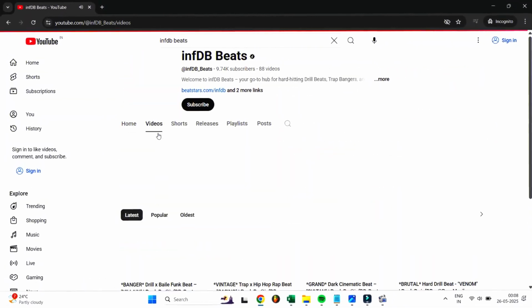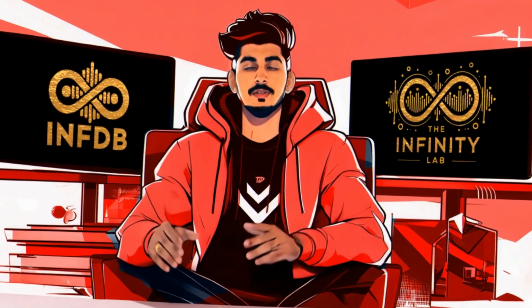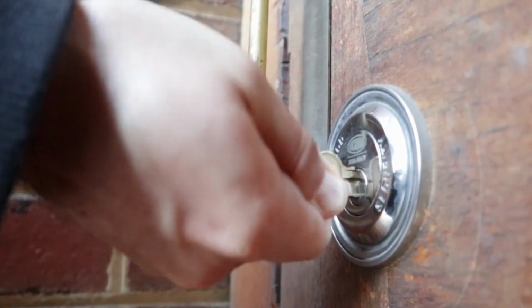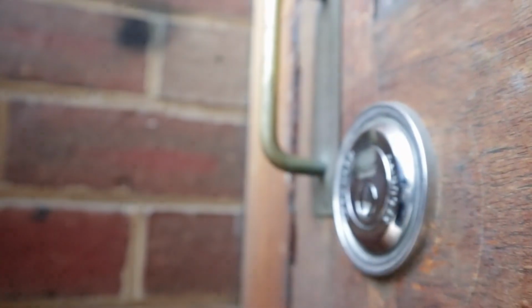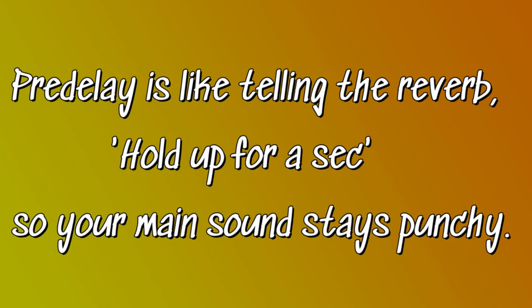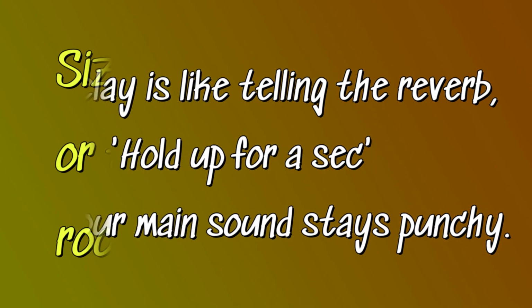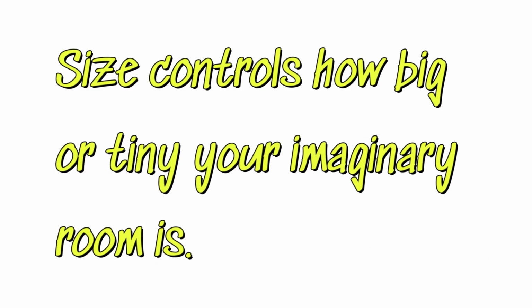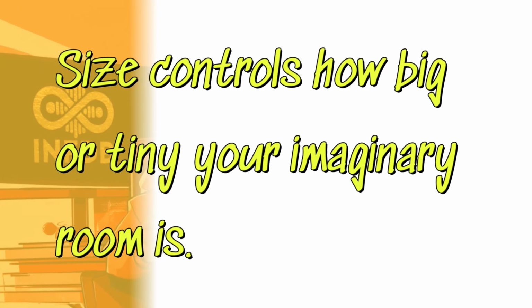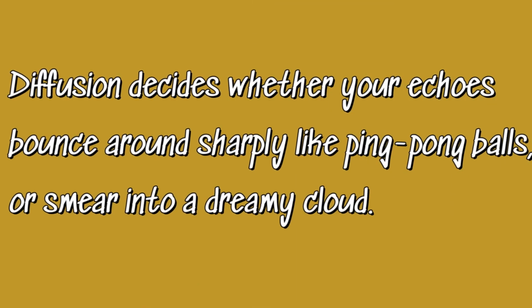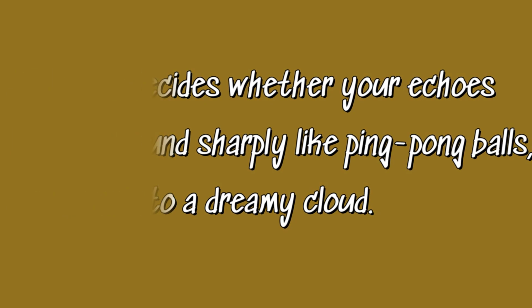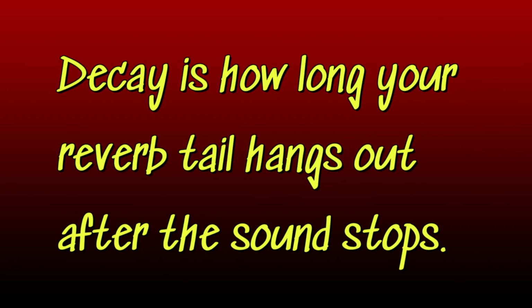So before we wrap it up, let's quickly run through everything one more time, just to lock it in your brain. Remember, pre-delay is like telling the reverb, hold up for a second, so your main sound stays punchy. Size controls how big or tiny your imaginary room is. Diffusion decides whether your echoes bounce around sharply like ping pong balls or smear into a dreamy cloud. Decay is how long your reverb tail hangs out after the sound stops.